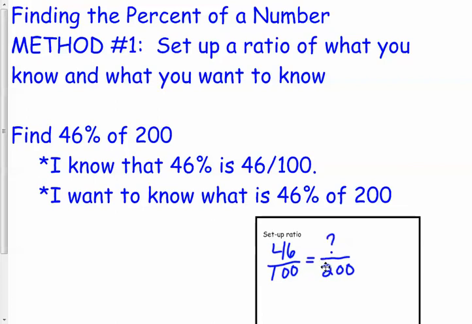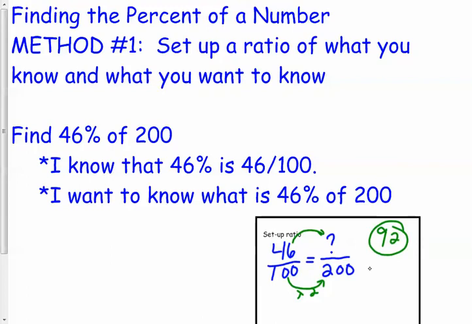Now I ask myself, how do I make, using my skills about making equivalent fractions, this 100 into 200? Well, I multiplied by 2. It's twice as big, so the numerator is going to be twice as big on this one too. So 46 times 2 is 92. I would get $92 off this jacket.